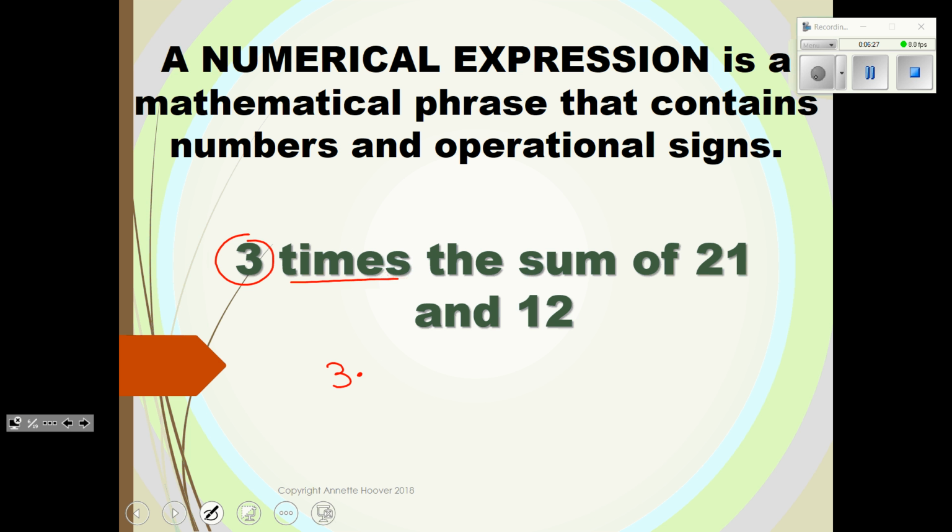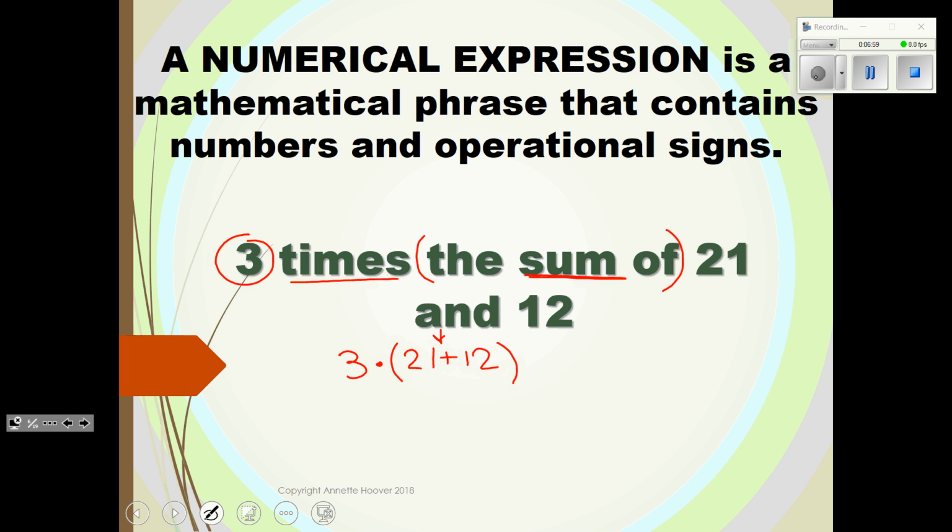What we're really going to do when we get to algebra is we're going to get rid of that sign altogether, and the multiplication sign is going to be understood. So you're going to see it both ways. I'm going to show it both ways for you so you can get familiar with it. So I'm going to use 3 times, I'm going to use the dot, the sum of. There's that special phrase that when we see it, we know we're going to add and that the numbers have to be in parentheses. 3 times the sum of 21 and 12.